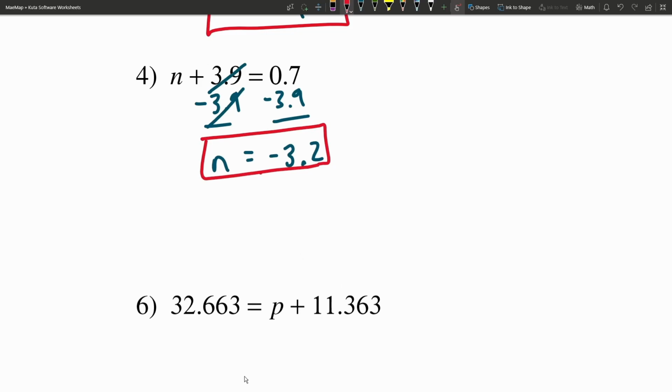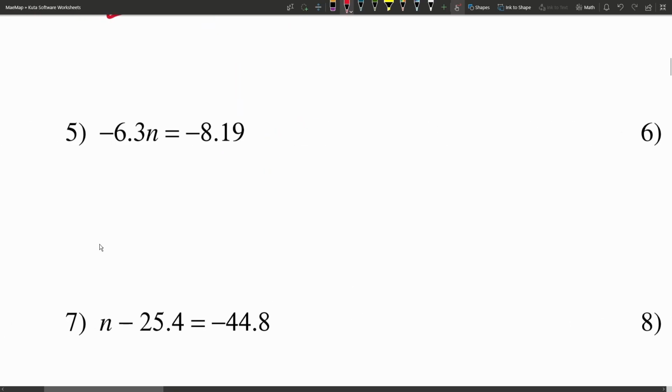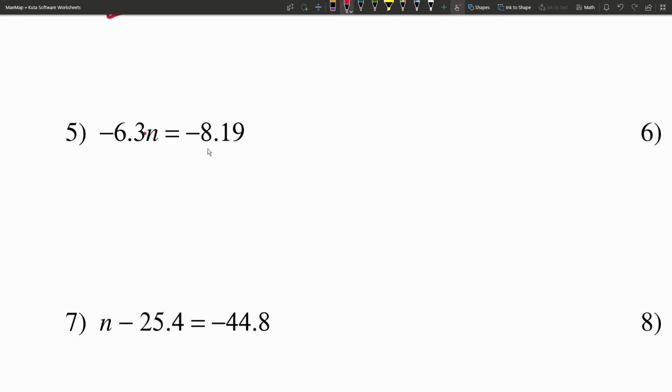Moving right along, we're going to go on to number 5. In number 5, we have a negative 6.3 multiplied by our variable n, and that's equal to a negative 8.19. In order to essentially cancel out the multiplication, we have to divide. Just as above, when we had division, we multiplied. Now that we have multiplication, we're going to divide. So we're going to divide by a negative 6.3 on both sides.